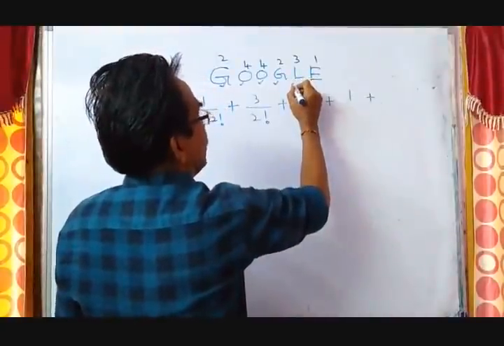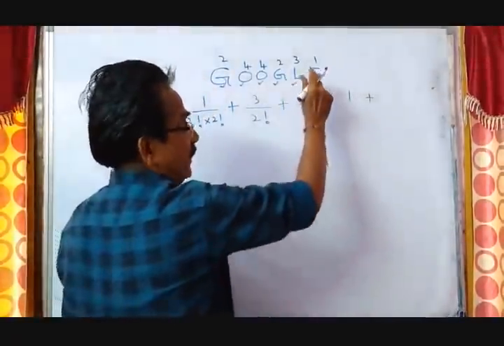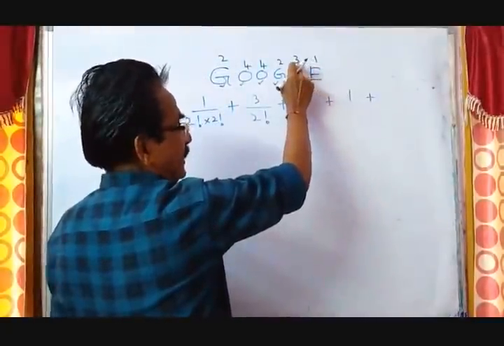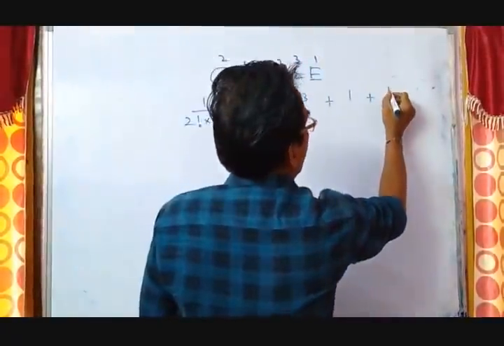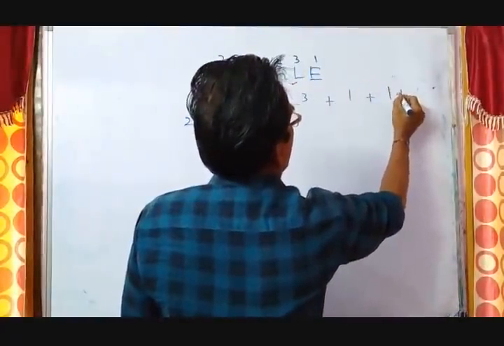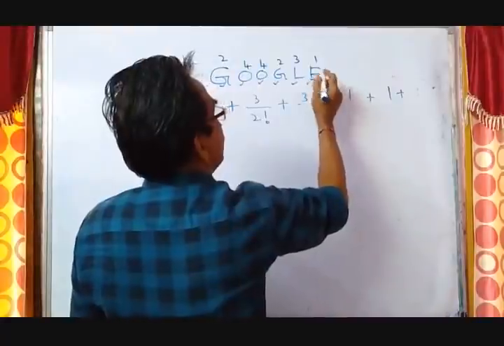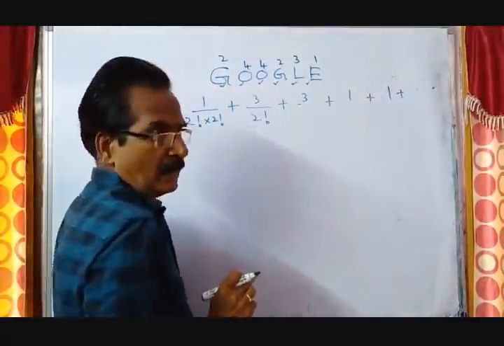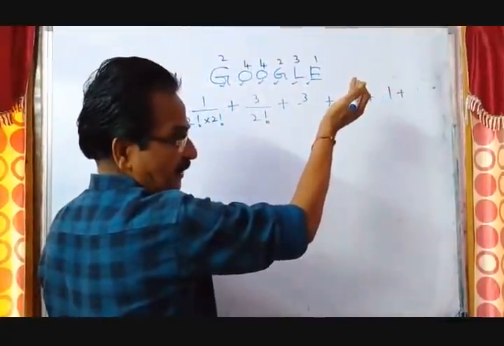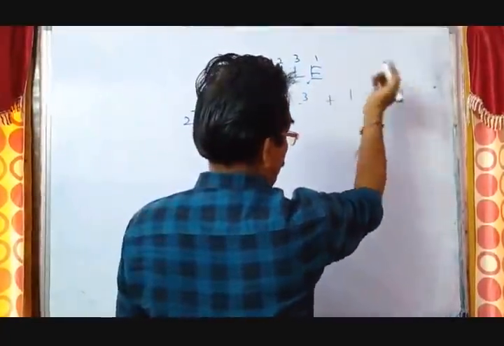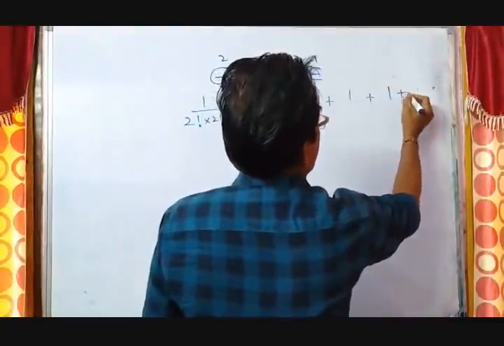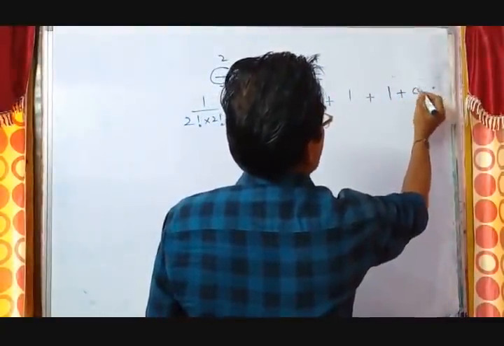Let us take L. So there is one letter lower than the rank of 3. 1 by no repetition. So 1 plus E. There is no letter to the right of letter E, no letter less than the rank 1. So that is 0.